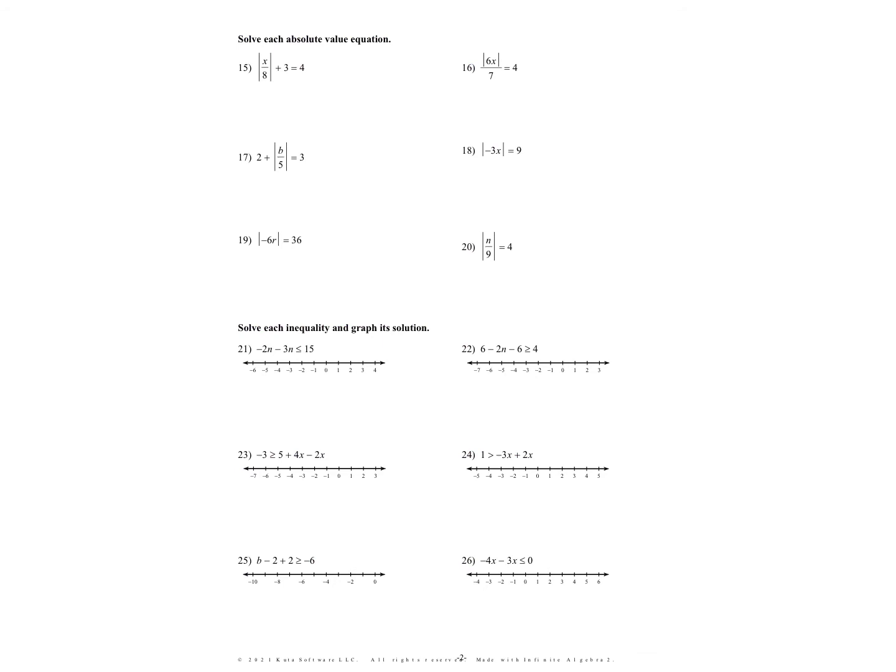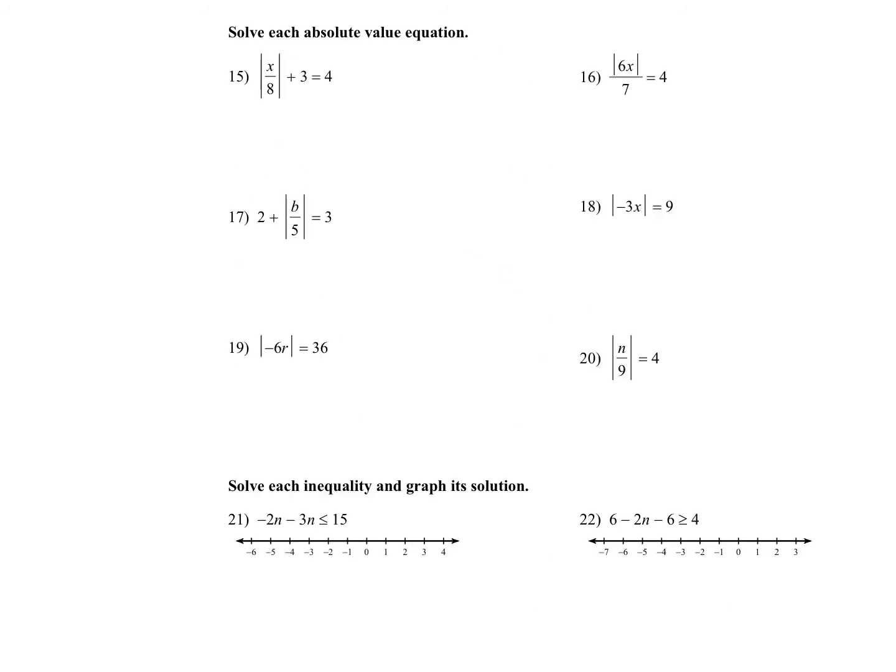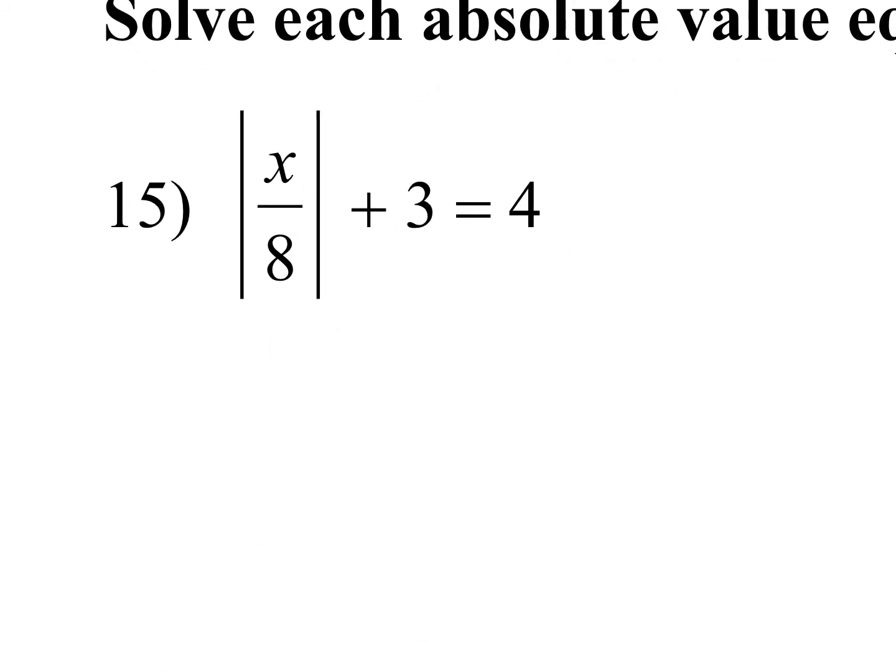Stuff that is going to be on the test that was not on the quiz are your absolute value equations and inequality equations. So let's look at our absolute value. Just a reminder, we always want to get our absolute value all by itself. So how can I move that plus 3 to the other side? Minus 3 on both sides. So I get the absolute value of x divided by 8 is equal to, what's 4 minus 3? 1.